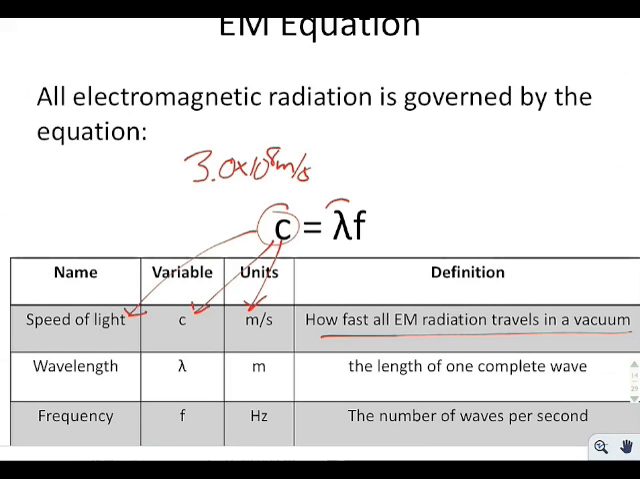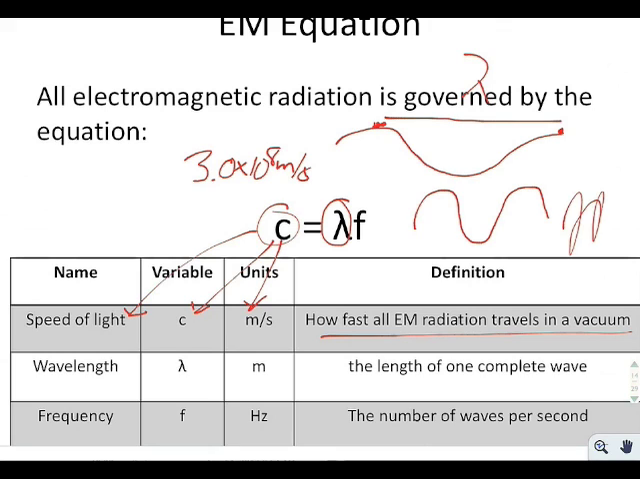Now, this lambda term right here stands for the wavelength. And that is the distance between identical parts of a wave. So you have a peak of a wave and the peak of the next wave. That distance between those two represents wavelength. And then finally you have frequency, and frequency is the number of waves per second. So, for example, you could have a wave like this, or you could have a wave like this, where it's really bunched up together. This would have a much higher frequency because more waves would pass every second.